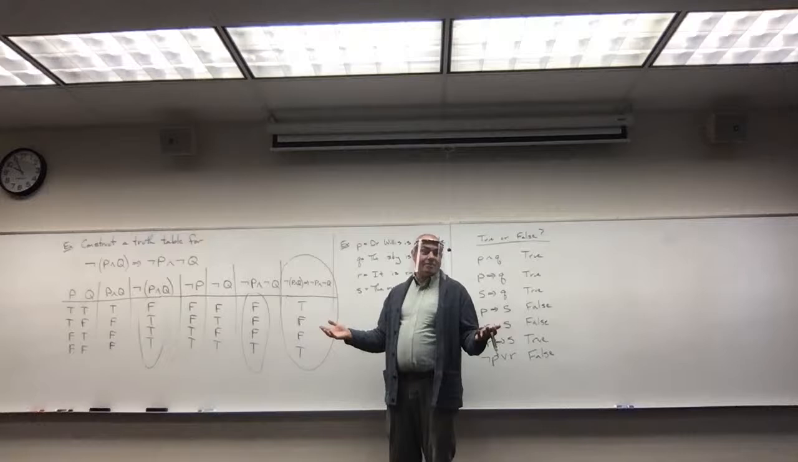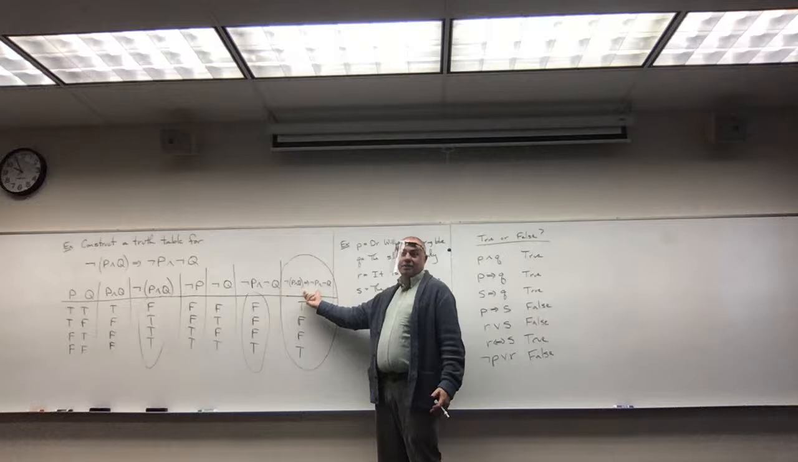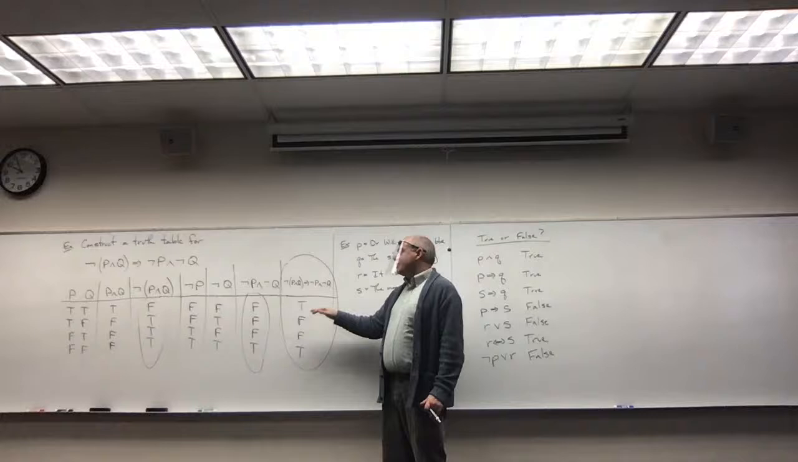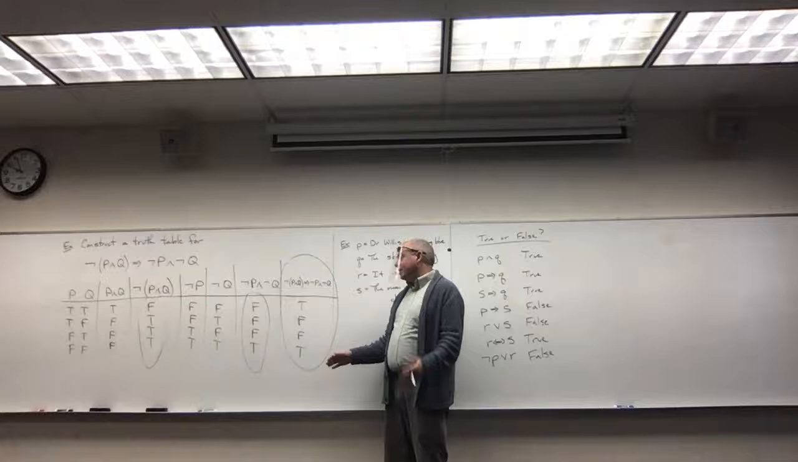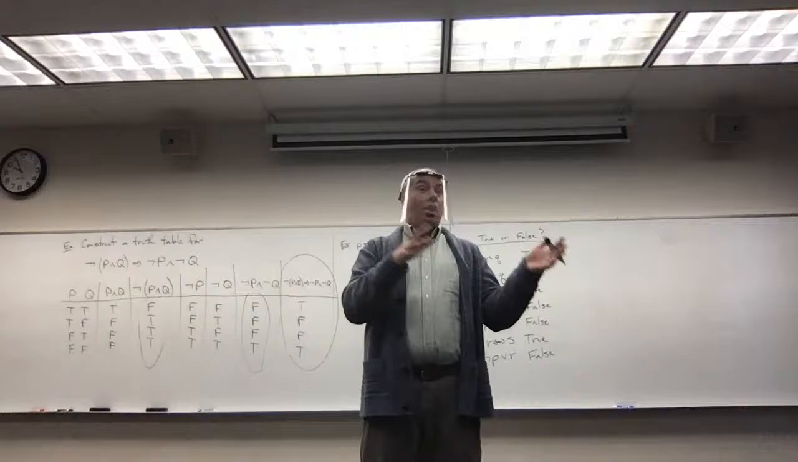And so if I were to ask you, is this statement always true? You could make a truth table for it, and you could say, no. If P is true and Q is false, this thing's false. Or if P is false and Q is true, this statement is false. So a truth table is helpful in that way, as it helps you to see, could this statement ever be false? Or could this statement ever be true? Okay.